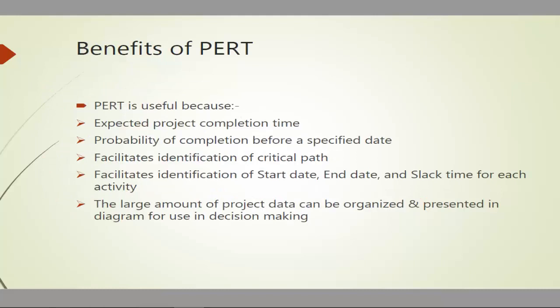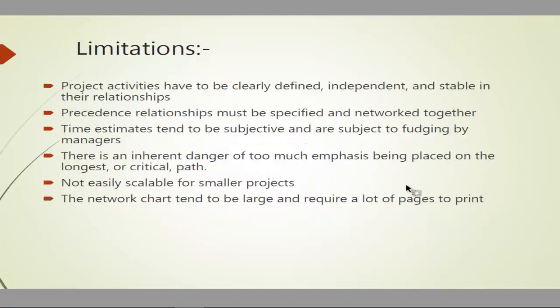So the benefits of PERT: you will get the expected project completion time and the probability of completing before a specified date. It facilitates identification of the critical path, start date, end date, and slack time for each activity. You can maneuver large data using PERT, but there are some limitations. You have to clearly define the project activities, which are independent and stable in their relationships. The precedence relationship must be specified because we need to know which node comes after which node, and then they have to be networked together in a network diagram.